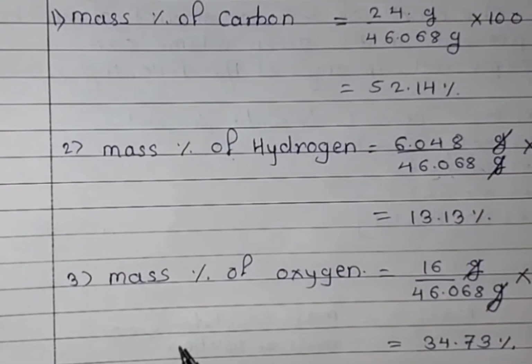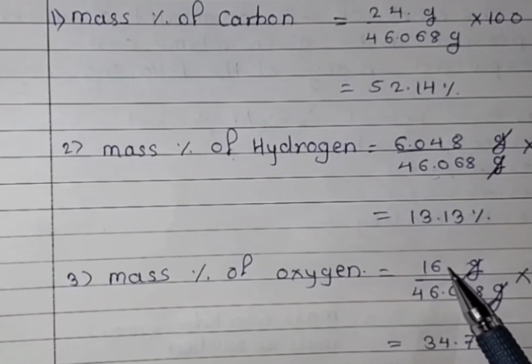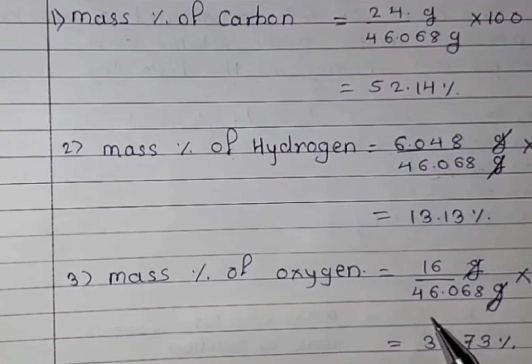Then we calculate the mass percentage of oxygen. The mass percentage of oxygen is equal to the mass of oxygen. The mass of oxygen is 16, and in ethanol there is only one oxygen atom. The mass of oxygen is 16, multiplied by 100 and divided by 46.068, which is the molar mass of ethanol. Therefore, 34.73 percent. That means the mass percentage of oxygen is 34.73 percent.